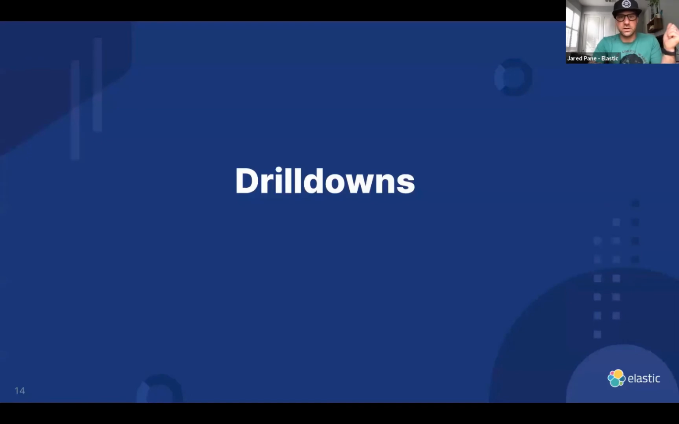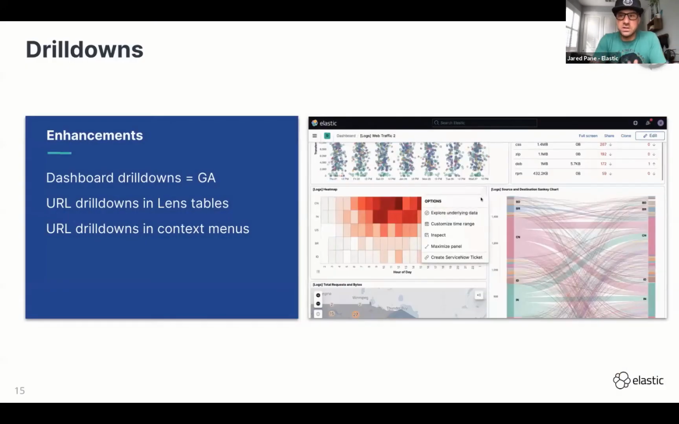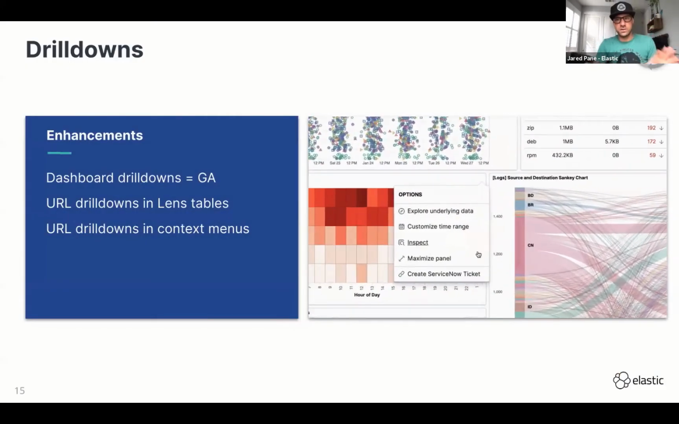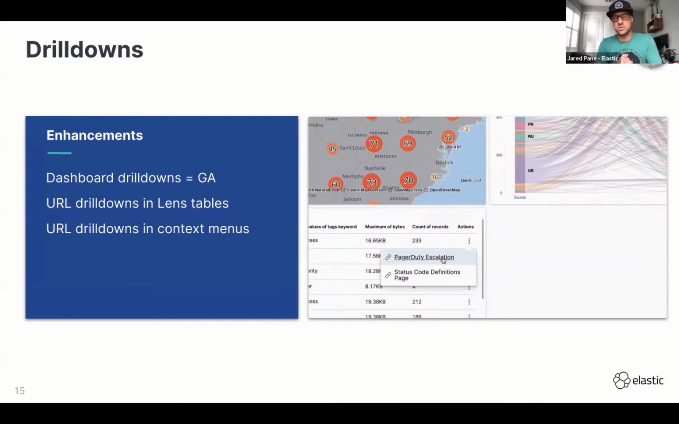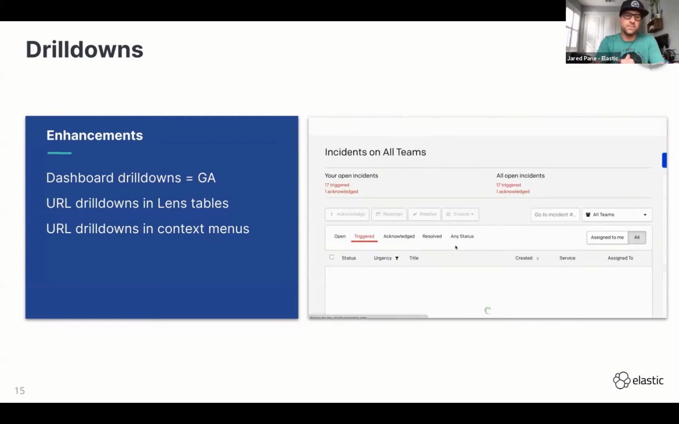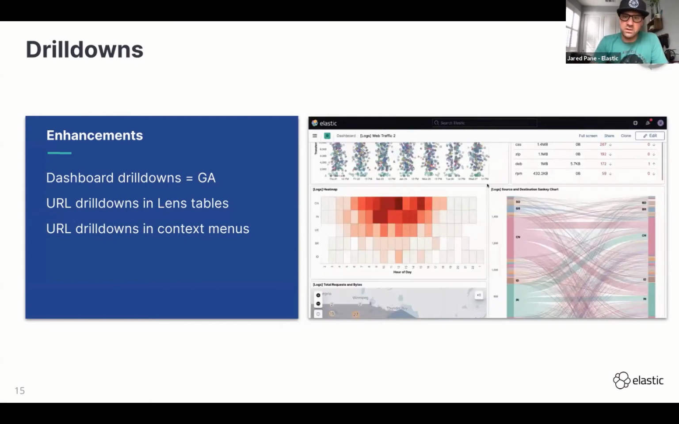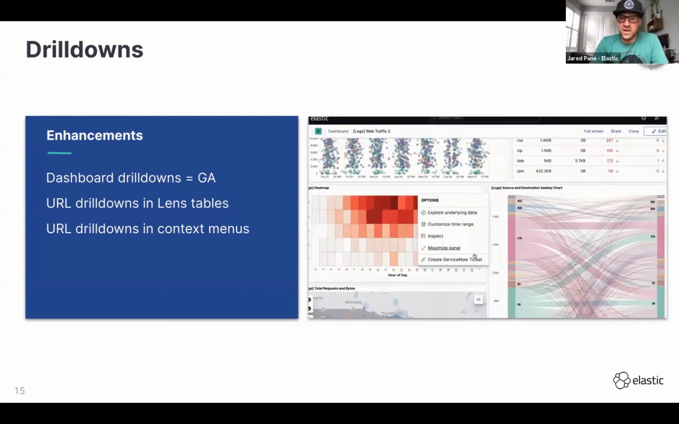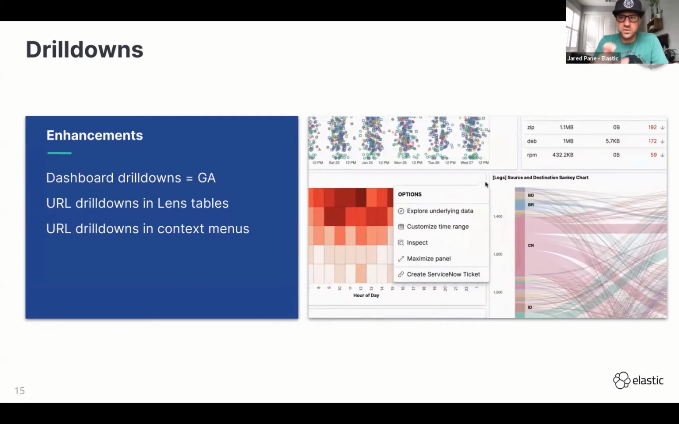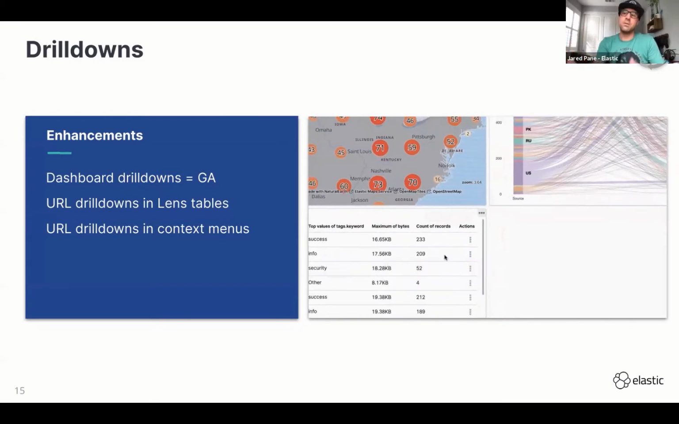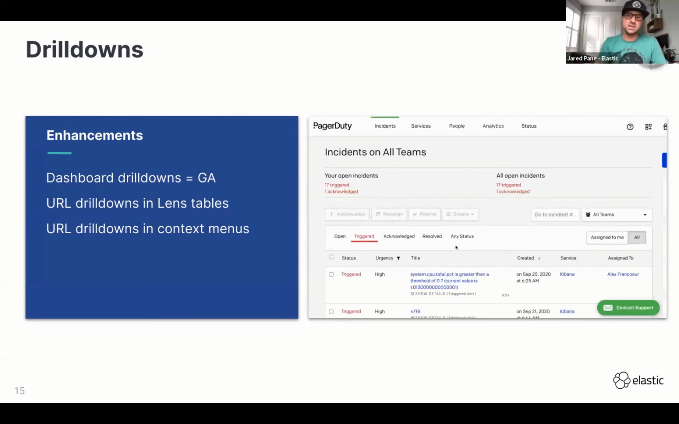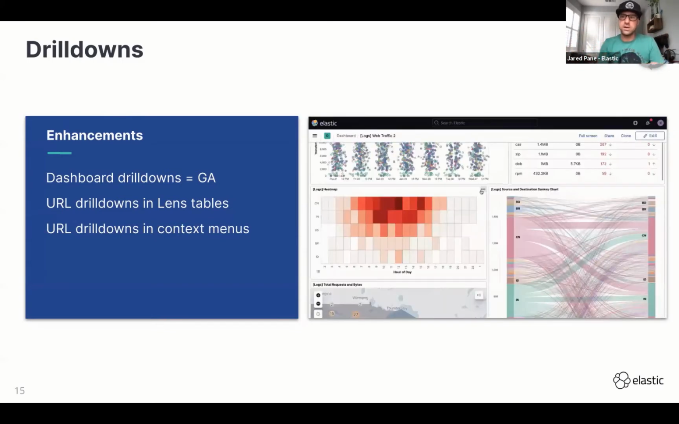Let's talk about drill downs. I think this is the coolest feature that we have in 7.11, even though there's a lot of cool features, but I've always wanted this ever since I've been using Elastic since like 2014-ish, 2015. Our drill downs are now GA, which is fantastic because when you have a bunch of visualizations in your dashboard, you can now pivot by clicking on the dots and then re-clicking on URLs.